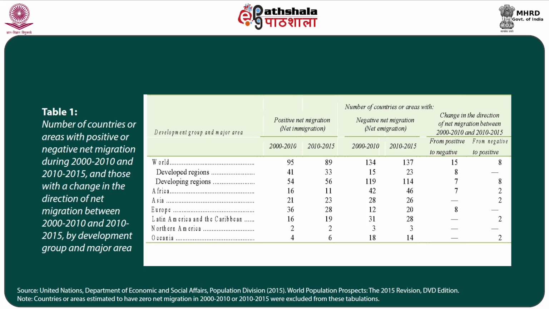The world as a whole had experienced positive net migration to the tune of 95 million in 2000 to 2010, and it changed to 89 million by 2010-2015.